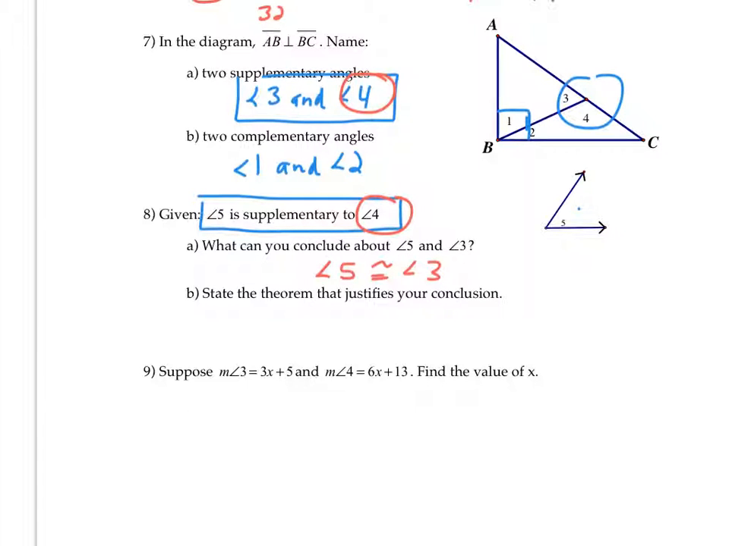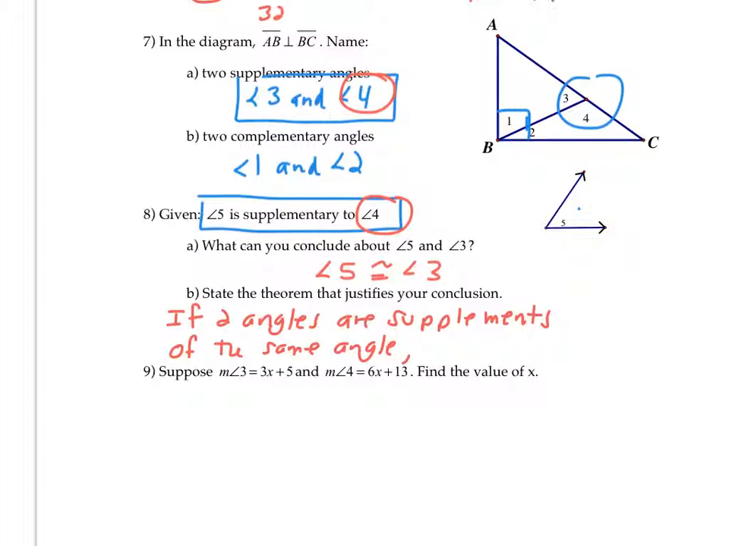Okay, the theorem that supports or justifies our conclusion is the one that says if 2 angles are supplements of the same angle, then they are congruent. And that's it. If 2 angles are supplements of the same angle, then they are congruent.